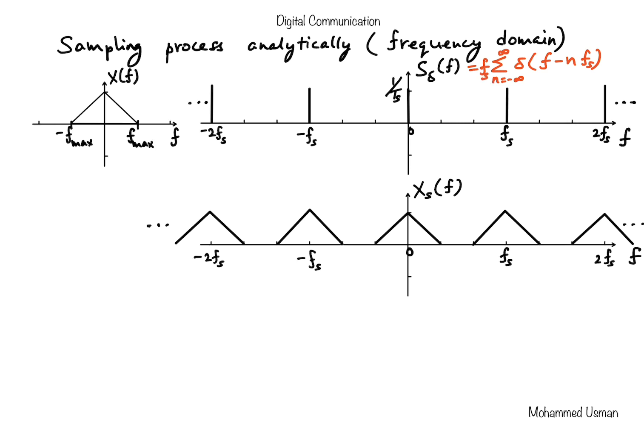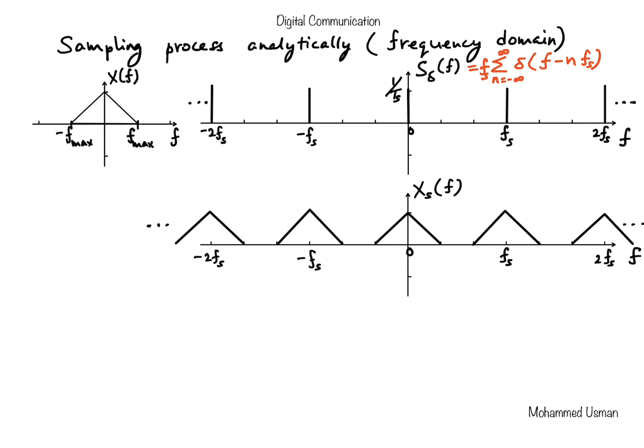So that's a scaling factor we get with the spectrum of the sampling function. So we've denoted that here. The amplitude of each of these pulses in the frequency domain that you see is fs equals 1 upon Ts. So that's the spectrum of the sampling function, S delta of f.